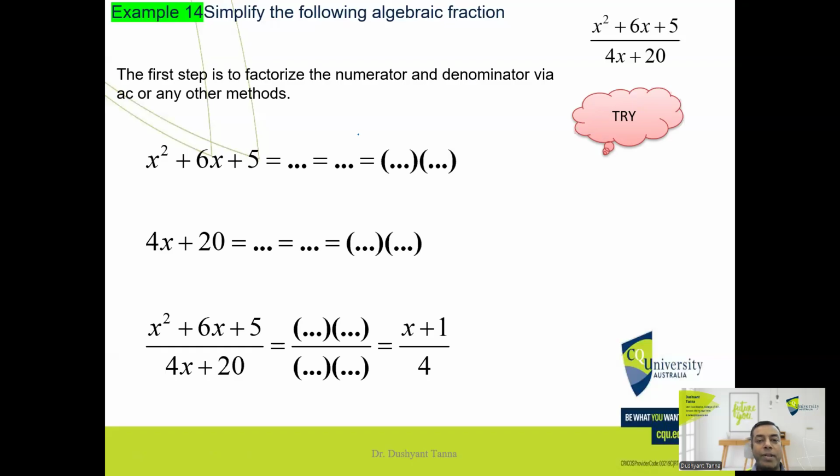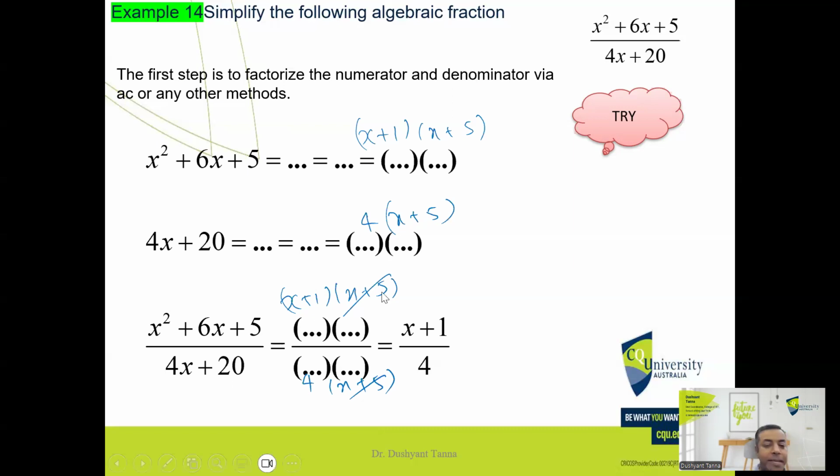Right. So we factorize this as x plus 1 and x plus 5. This one is 4 times x plus 5. You write them here, x plus 1 and x plus 5, 4 and x plus 5. x plus 5 is gone, x plus 1 over 4. So I think you just forgot to cancel something. Yeah. For some reason, I thought if I take out one x plus 5 on the top, then I would only have to get rid of one of the 4 x plus 5s on the bottom because of the 4 on the front. But no, it's multiplied, so you cancel the whole factor.